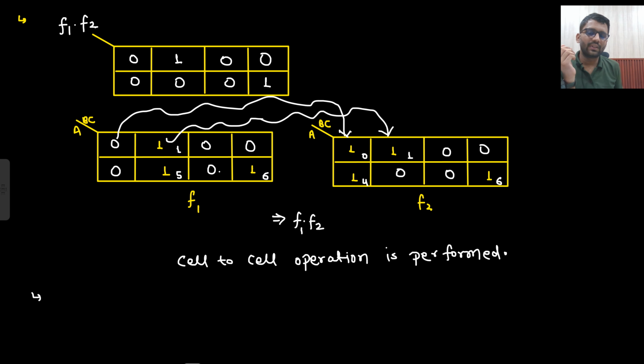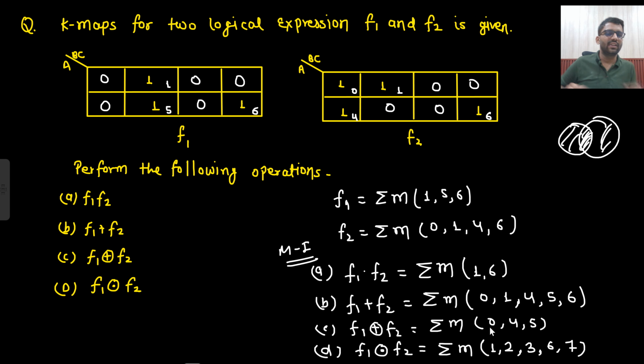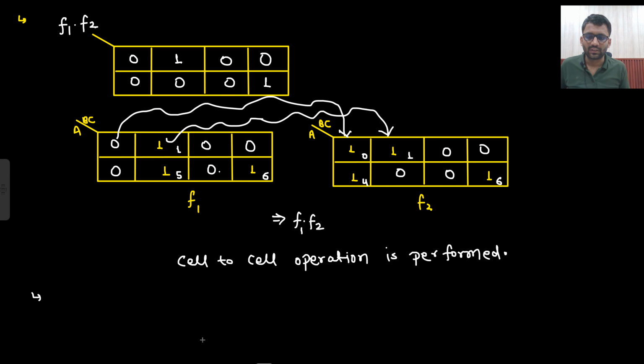So in all the questions you just need to perform cell to cell operation. If I need to draw f1 XOR f2, what will I do? 0 XOR 1, 1. 1 XOR 1, 0. 0 XOR 0, 0. 0 XOR 0, 0. 0 XOR 1, 1. 1 XOR 0, 1. 0 XOR 0, 0. 1 XOR 1, 0. Right? So this is how I can frame the operation.